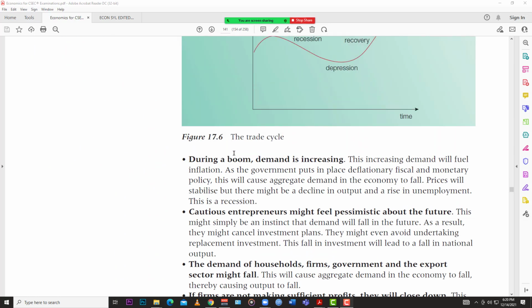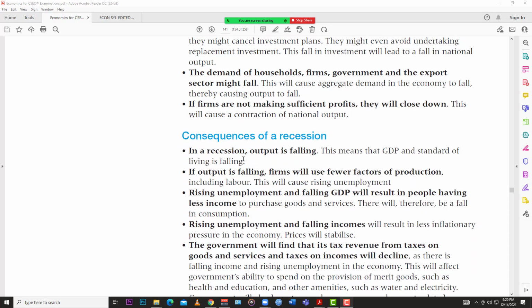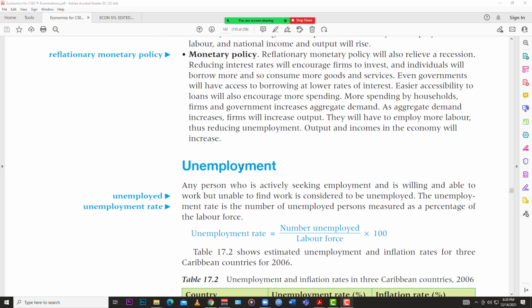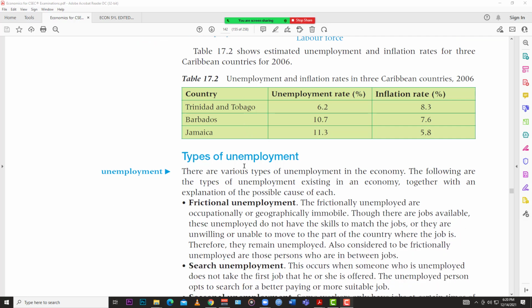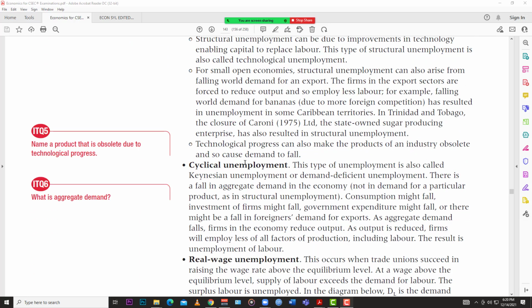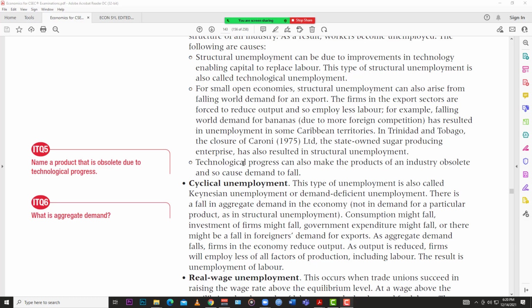Let me make sure. Trade cycle, yes. So the trade cycle, the business cycle. We remember that we said that this is a cycle that has booms and busts. So recession. When there's a downturn in the economy, what happens? Unemployment. If you're unemployed because of the cyclical nature of the business atmosphere, then that will be considered cyclical unemployment.